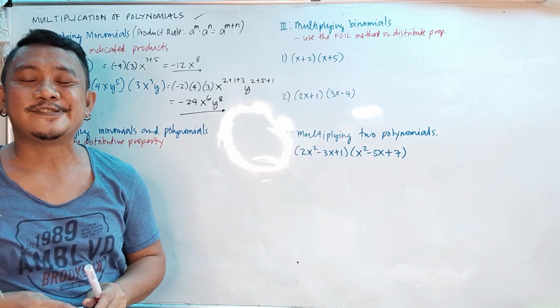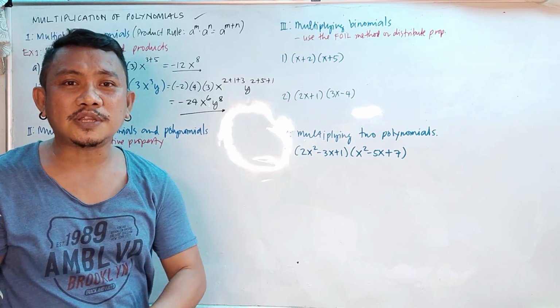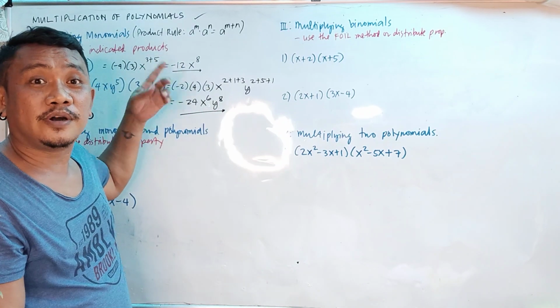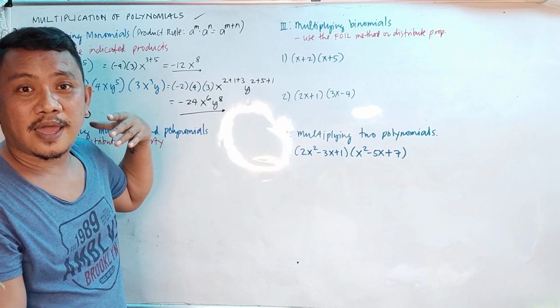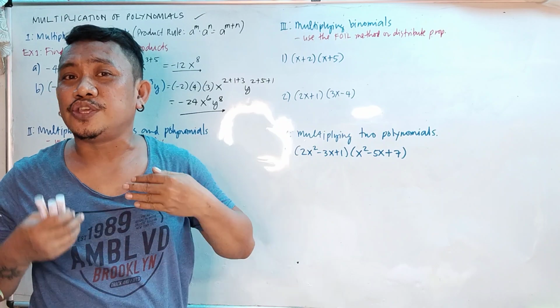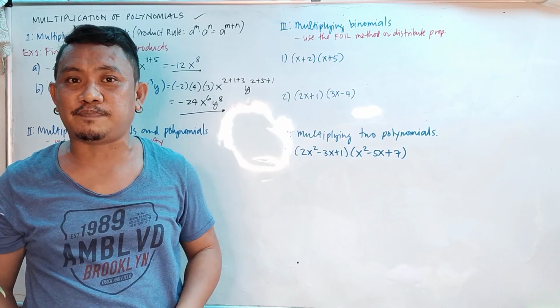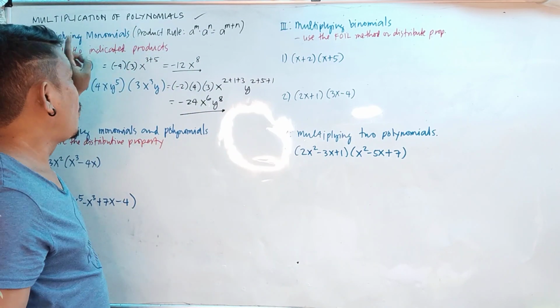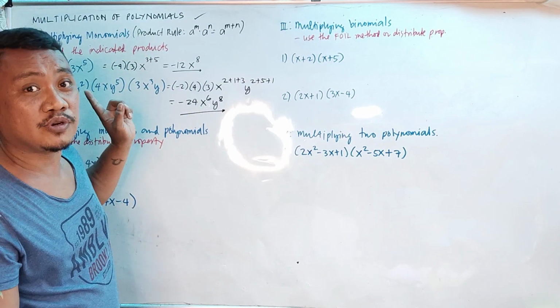Simple as that, class. Always take note, when you multiply monomials, apply the product rule or the law of exponent number 1. Take note, if they have the same basis, you just simply add their exponent. I-add na nato ilang mga exponents when you are multiplying monomials.